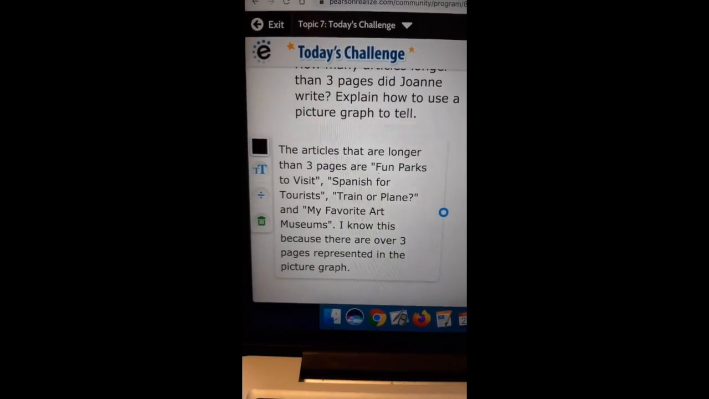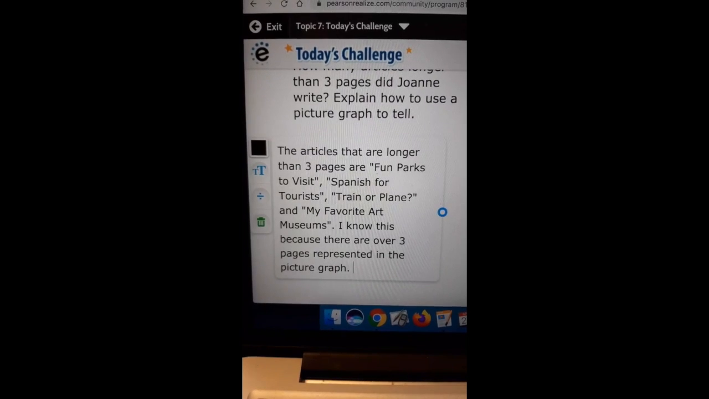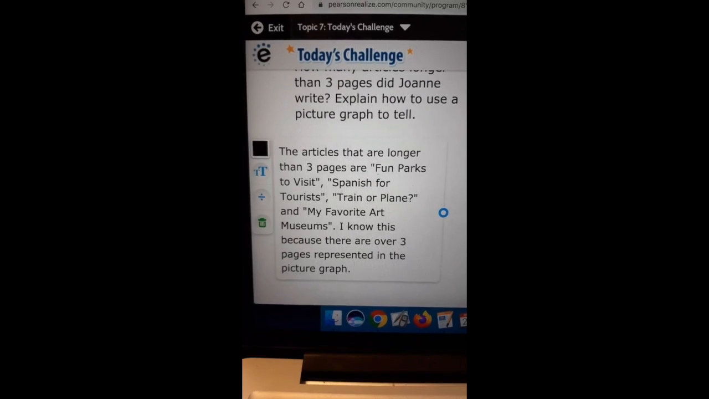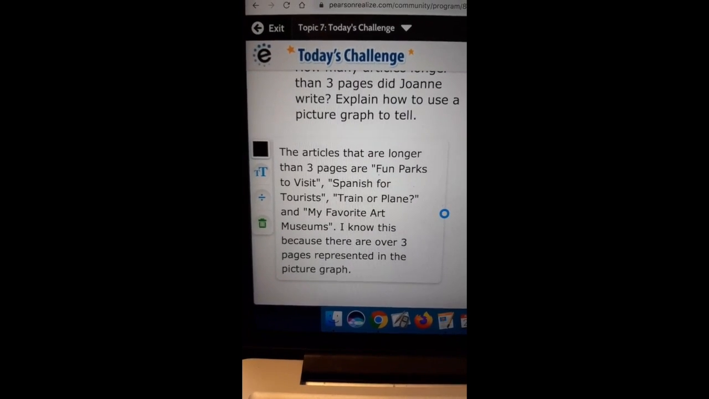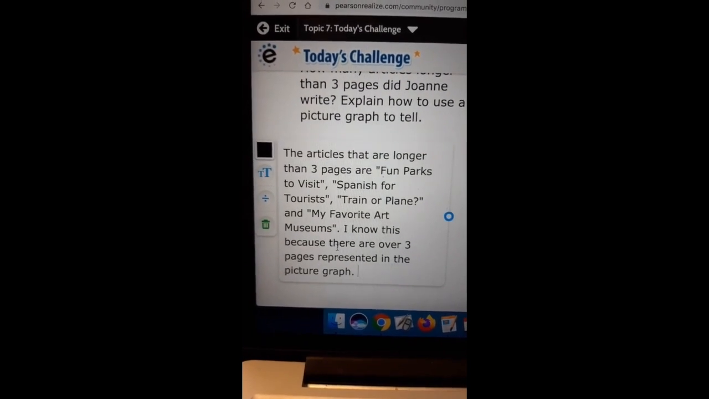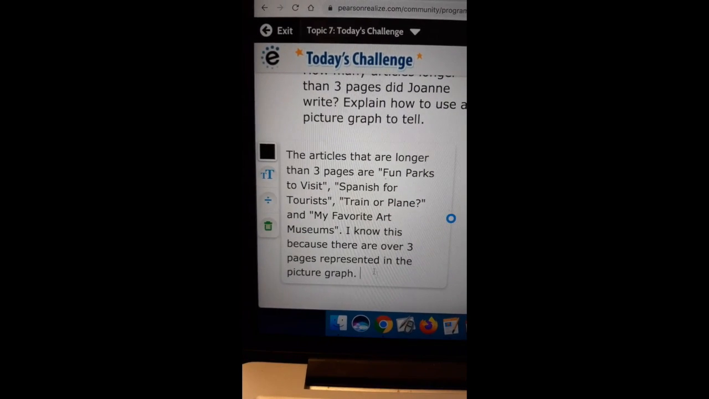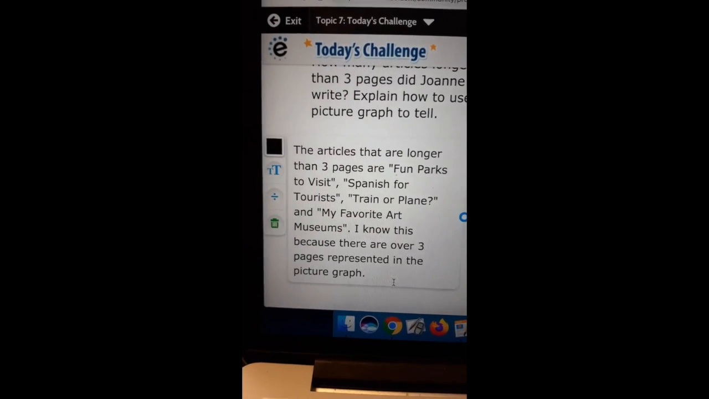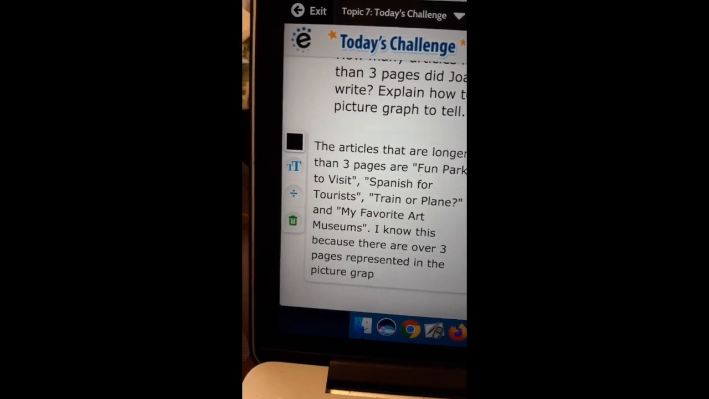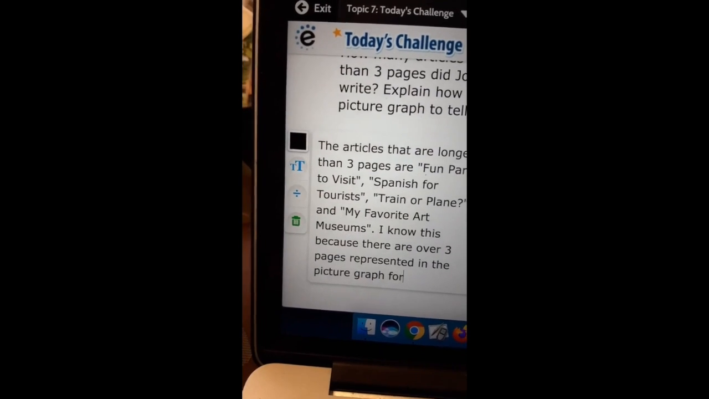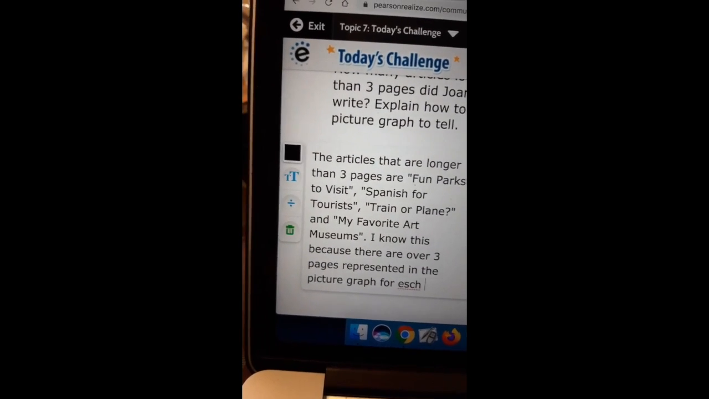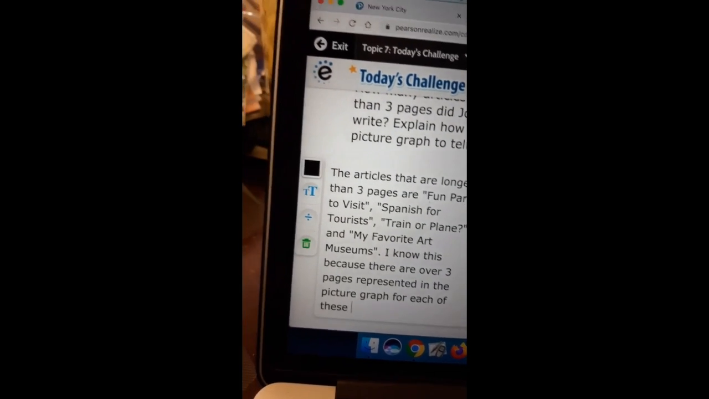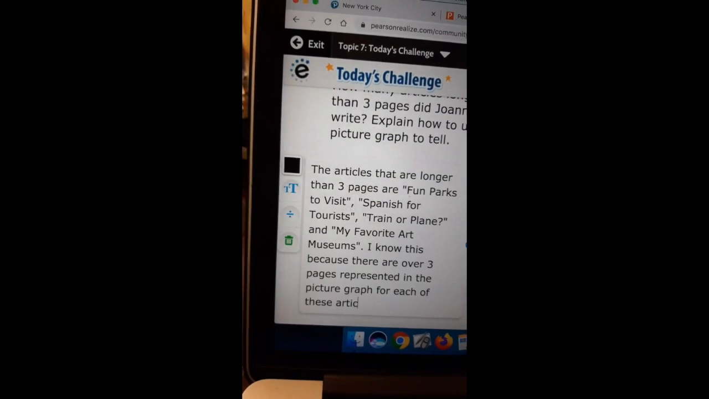So in the explanation, I wrote, the articles that are longer than 3 pages are fun parks to visit, Spanish for tourists, train or plane, and my favorite art museums. I know this because there are over 3 pages represented in the picture graph for each of these articles. And there you go.